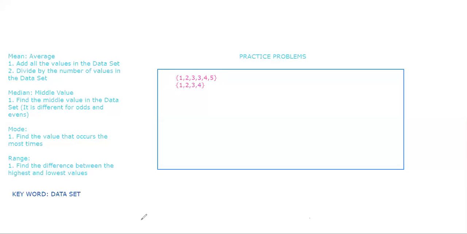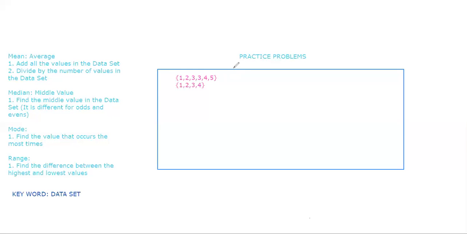Let's go on to median, or the middle value. We use median to find the middle value. And the step for finding the median is finding the middle value in the dataset, and it is different for odds and evens. By odds and evens, I mean that it is different depending on the number of values in this dataset that we counted. If there's an even number of values in the dataset, then it's different. If there's an odd number of values in the dataset, then it's different.